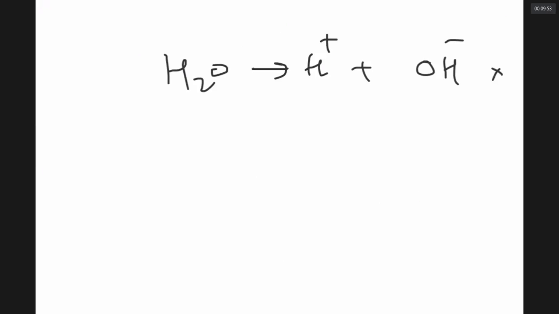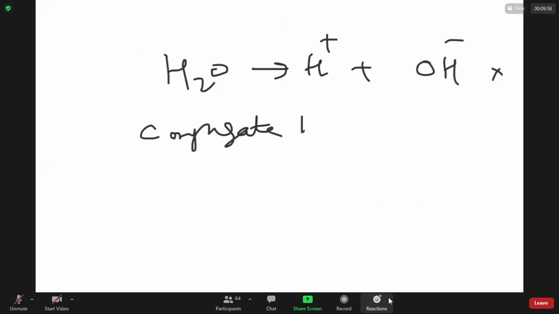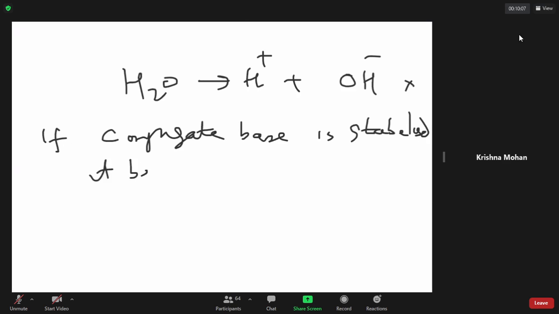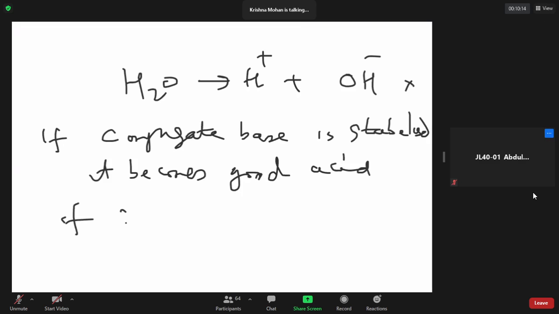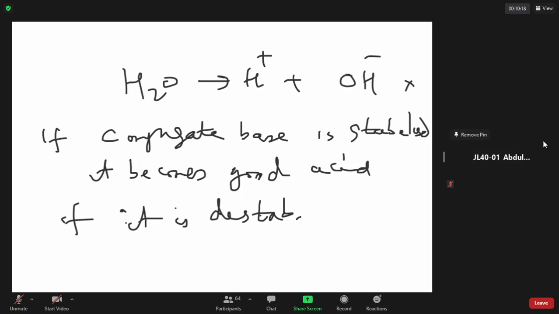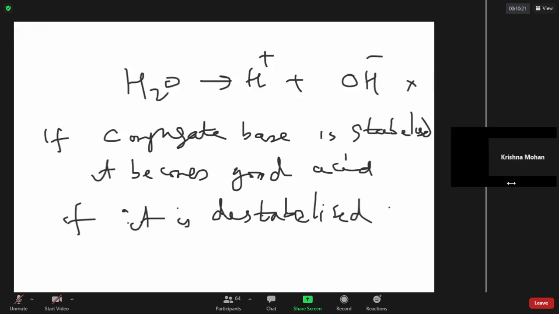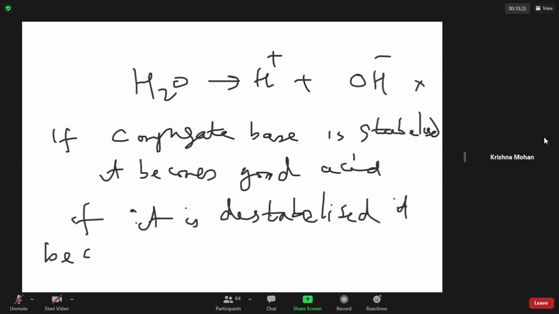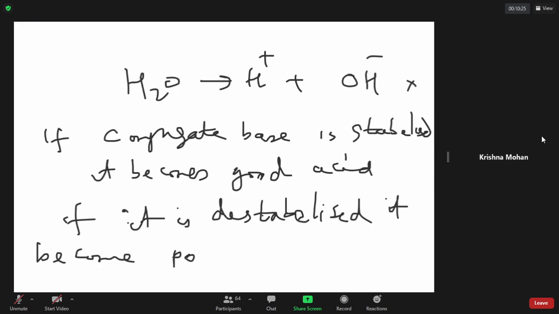If the conjugate base is stabilized, it becomes a good acid. If it is destabilized, it becomes a poor acid.